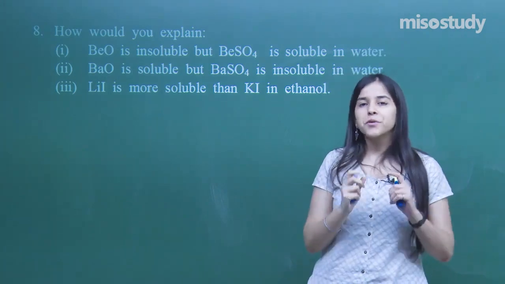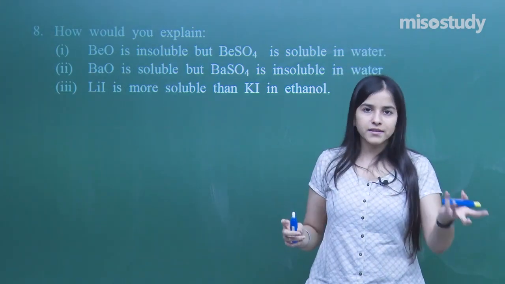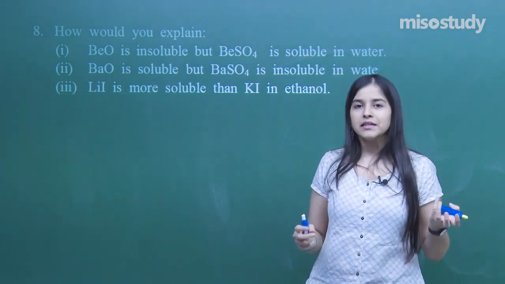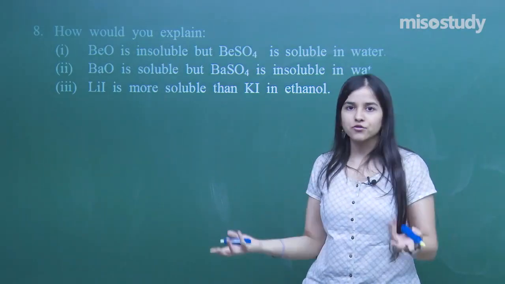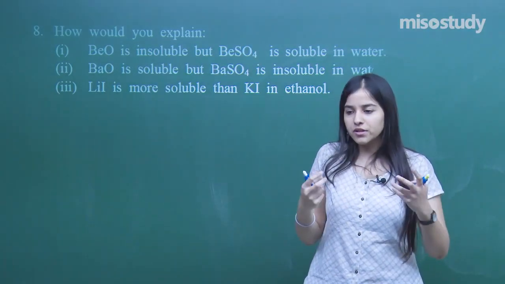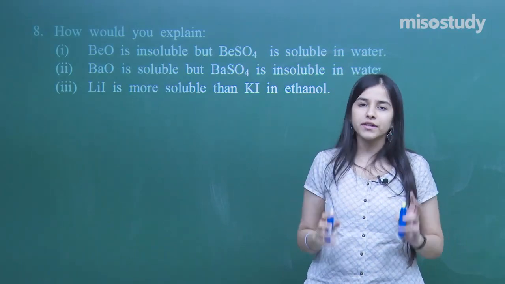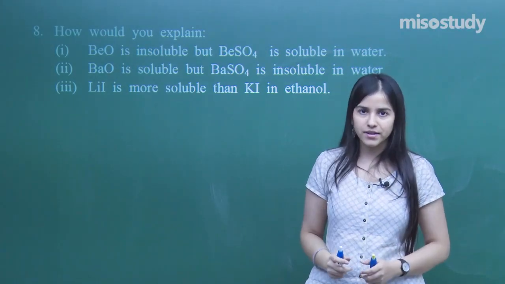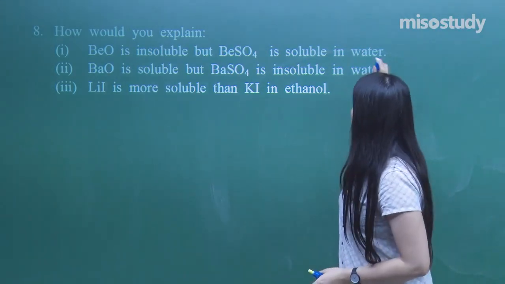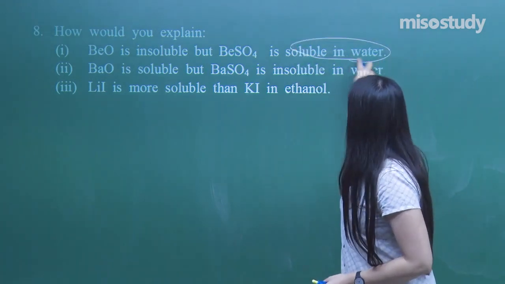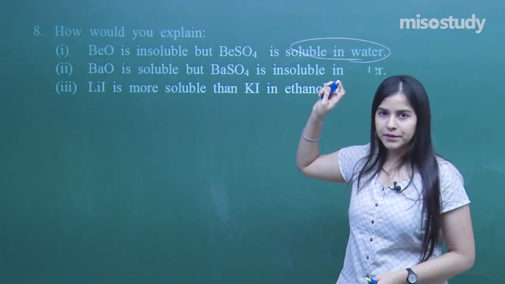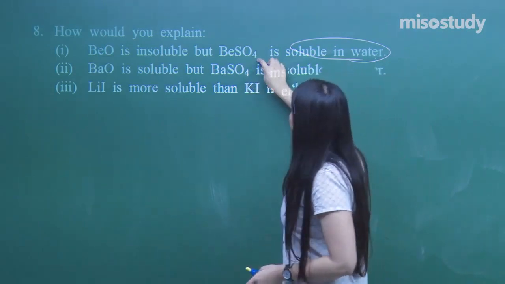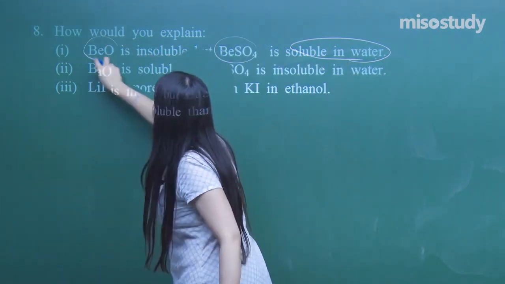So, first of all, what should be your approach? BeO, all of a sudden some compound comes up. They are telling that one is soluble, the other is not. Out of all the reasons, what reason can you apply so that you get the exact right answer? See here, first of all we are checking the solubility in water, clear? And what I've got is BeSO4, BeO.